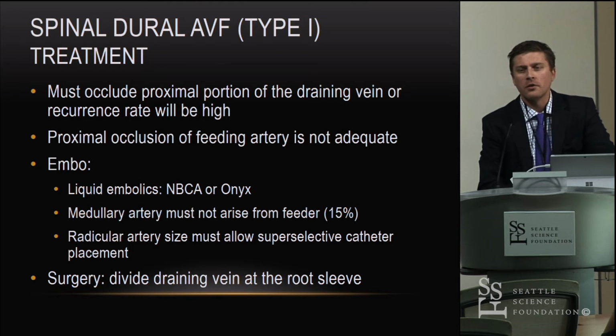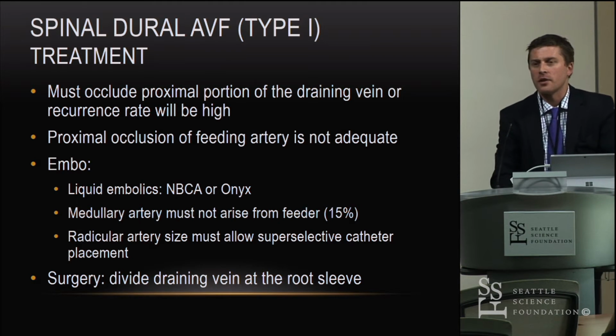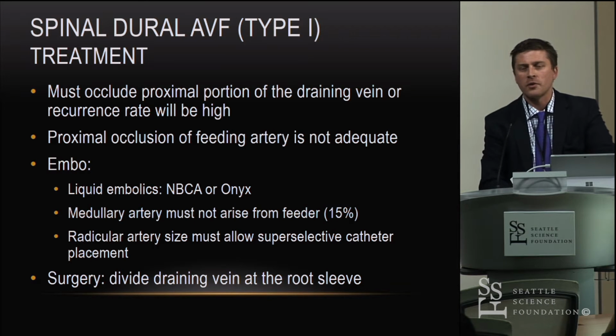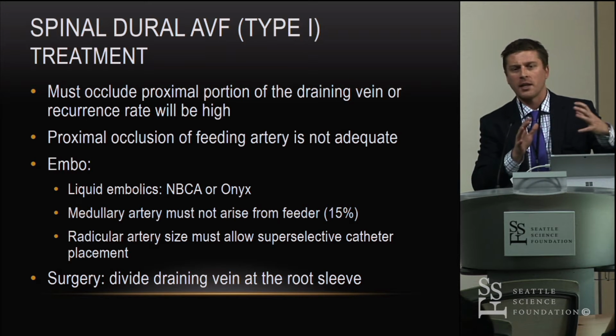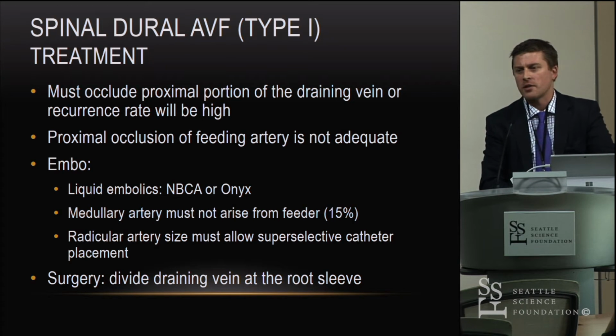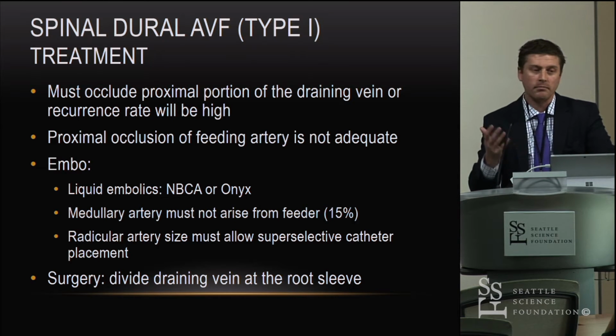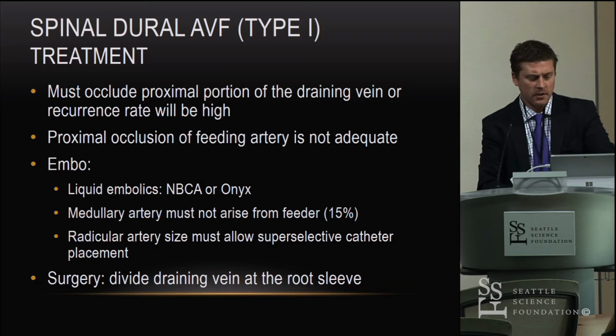NBCA is a glue that we used to use. We use it a little bit less frequently now. It's adhesive, so it sticks to catheters, whereas Onyx is what we call cohesive, so it sticks to itself. It kind of moves like lava, and it doesn't get stuck to our catheters, so we can do embolization over many, many minutes or hours without the catheters getting stuck.